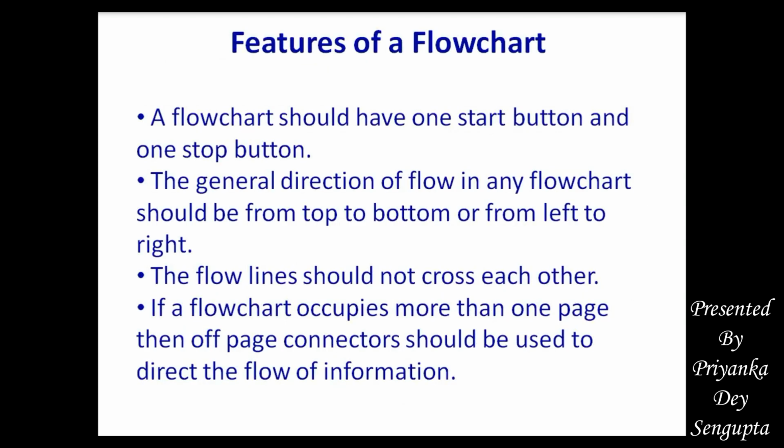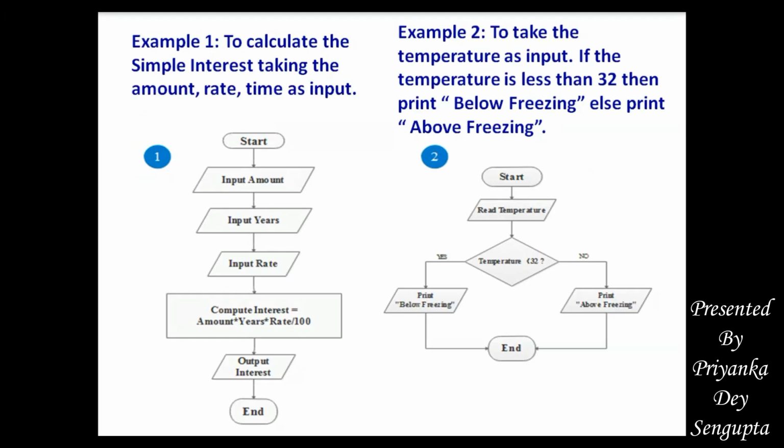Now let us see what are the features of a flowchart. A flowchart should always have a single start button and a single stop button. The general direction of flow in any flowchart is from top to bottom or from left to right. The flow lines or the arrows should not cross each other. And the last one is that if a flowchart occupies more than one page, then we should be using off-page connectors to connect the flowcharts. Now let us look at a few examples.